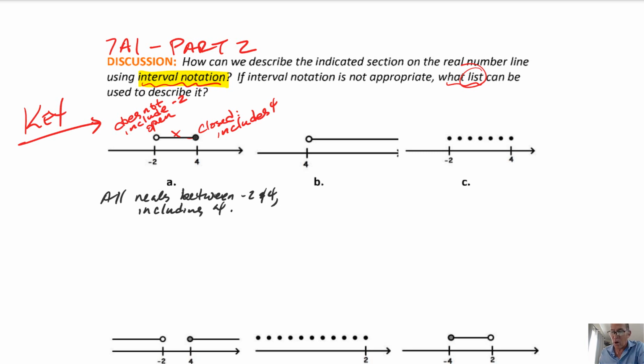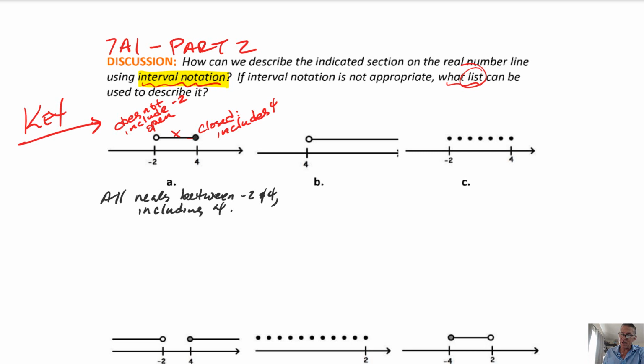Okay, that's how you write it in words. All reals between -2 and 4, including 4. The key word right there is "between." Now, the word between means that it does include -2 and 4, and that's why I have to say, comma, including 4. So keep that in mind.